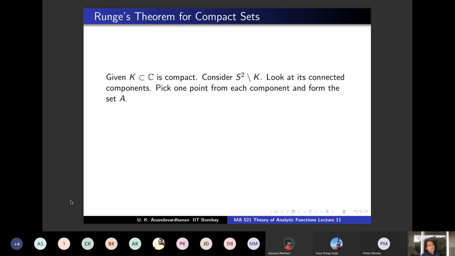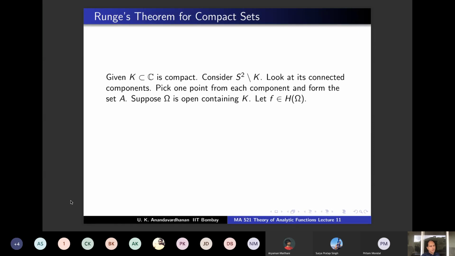Okay, but anyway, take a set of points from S2. What is the property of this set? From each component of S2 minus K, there is exactly 1 point in this A. There is a point in A from each component, and there is exactly 1 point in A from each component. Now suppose omega is an open set containing K, and consider a holomorphic function on omega.